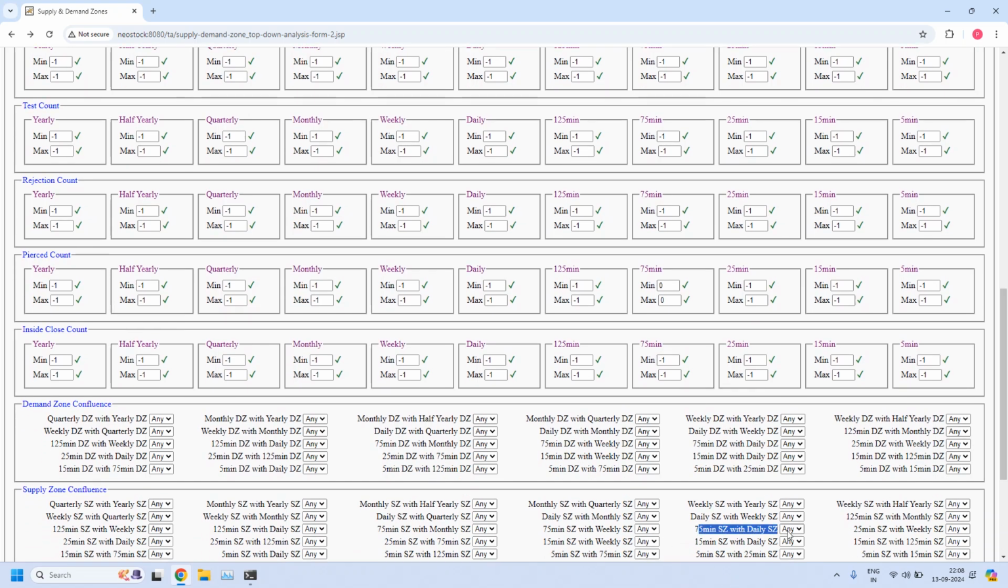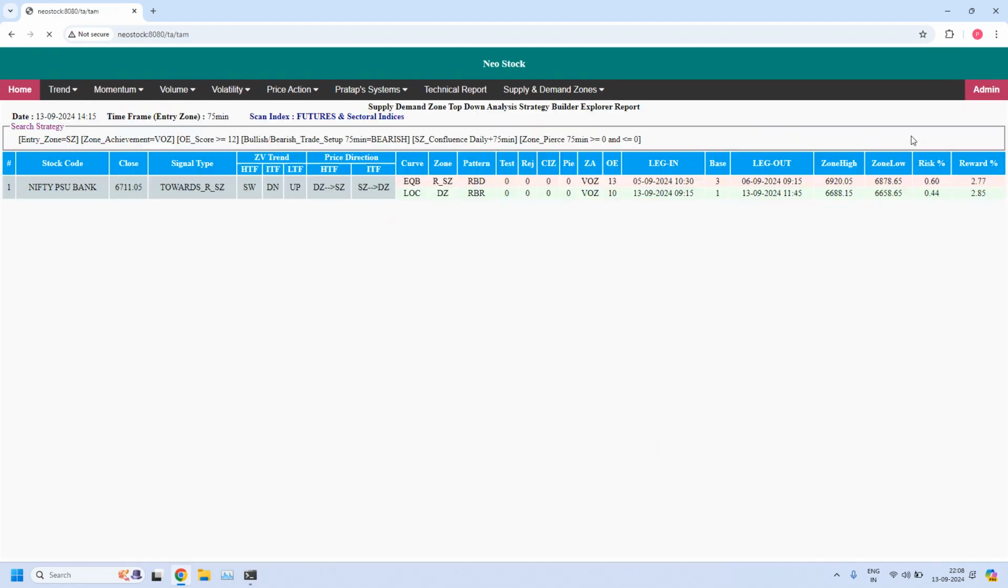So 75-minute supply zone with daily supply zone, I enable the filter, that is ITF confluence. Only one is filtered, and this is an indices. We don't require to verify for indices because it is not listed in F&O. Don't require to verify other checks.